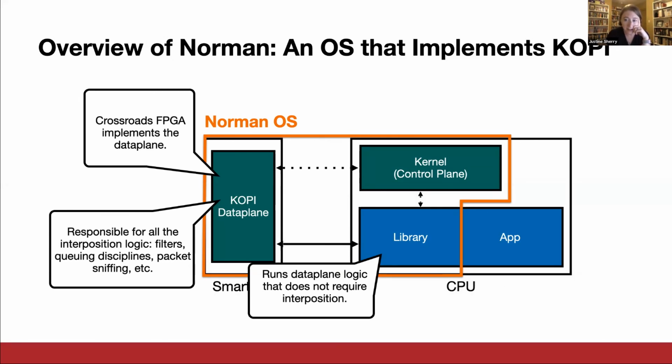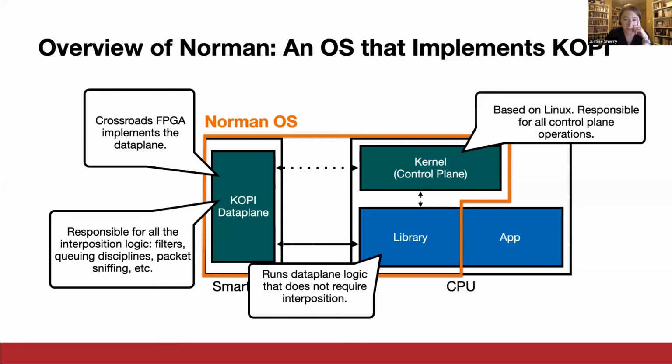Now, on the kernel side, the kernel is responsible for control plane operations. And so this is things like a user might say, oh, please install this rule with IP tables. Here's something I want you to filter. Or my administrator comes in and says, here is some data I want you to prioritize. I'm going to talk to an application like TC, and then the kernel will tell the KOPI data plane, data on this connection is more important than data on that connection.